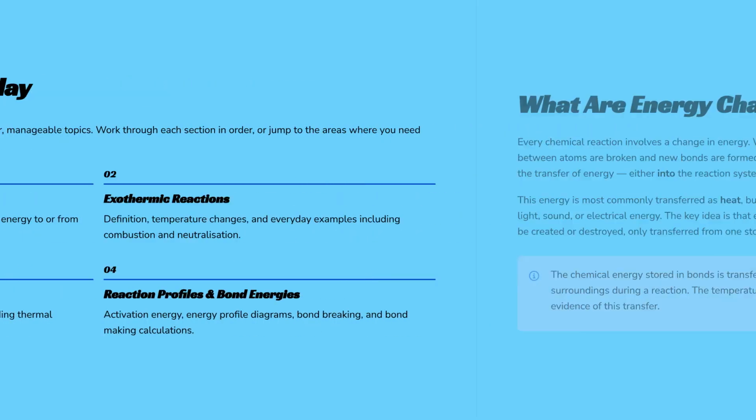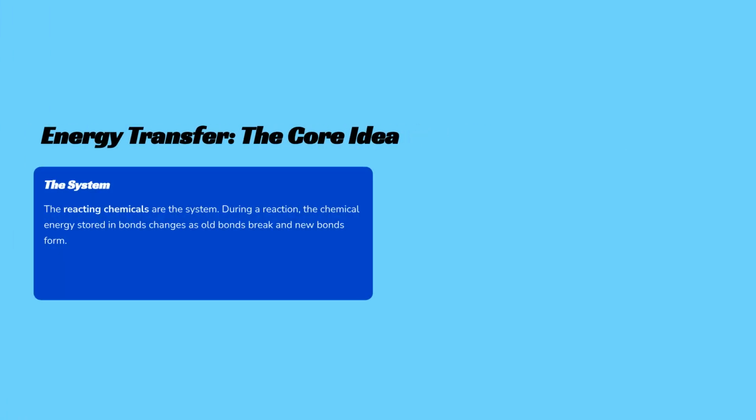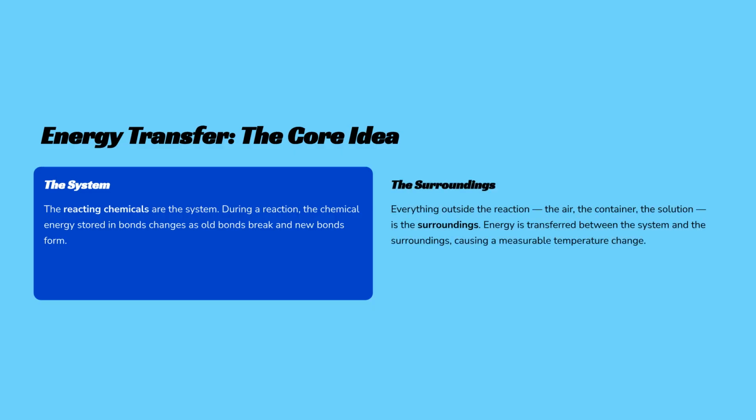profiles and bond energies. Chemical reactions involve energy changes as bonds are broken and formed. Energy transfers either into or out of the reaction system. The key idea is that energy is conserved. It's only transferred, not created or destroyed. The reacting chemicals are the system, and everything else is the surroundings.